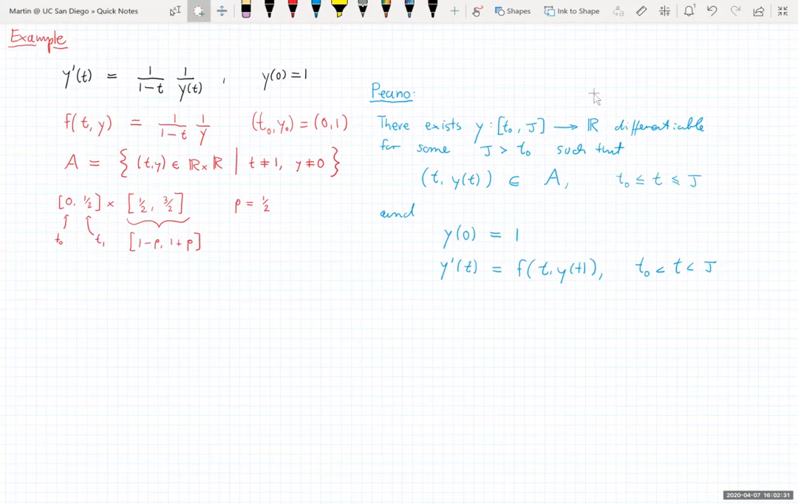So if I take t and y of t, I'm never going to hit the case that t equals 1 or y is equal to 0. That's not going to happen, and I can take t and y of t and put it into the function f. And in fact, when I do that, for all t between t0 and tau, I get the solution for the initial value problem. Namely, that function y satisfies that y of 0 is equal to 1, and y prime of t is equal to f of t and y of t for all t between t0 and tau.